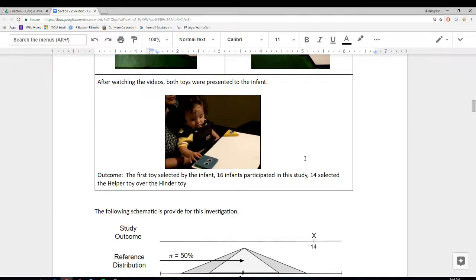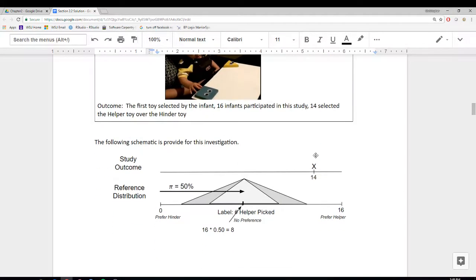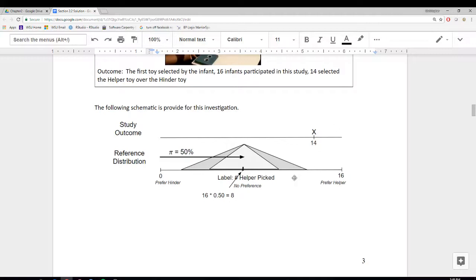There is a short video for this study that has been provided on our course website. If you want to take a moment now and go watch that video, please do. Okay, I hope that video filled in some of the details about how this study was conducted. Let us consider the following schematic for this investigation. There were a total of 16 10-month-old infants that participated in this study. 14 of those infants picked the helper toy over the hinderer toy. So the study outcome here would be 14.